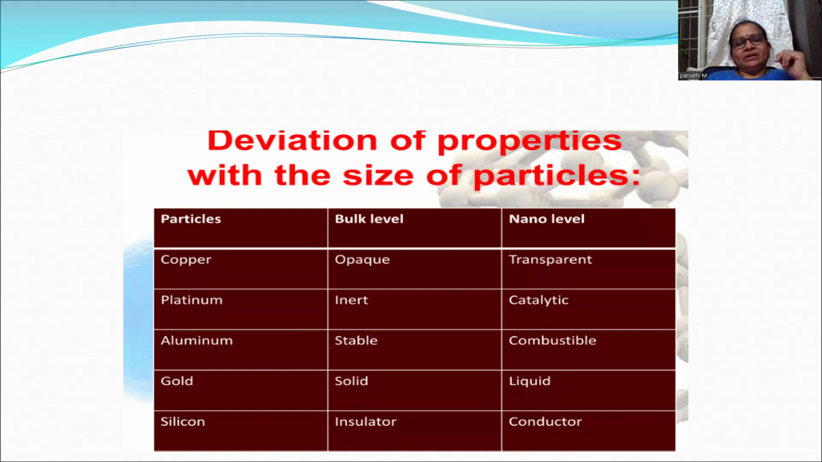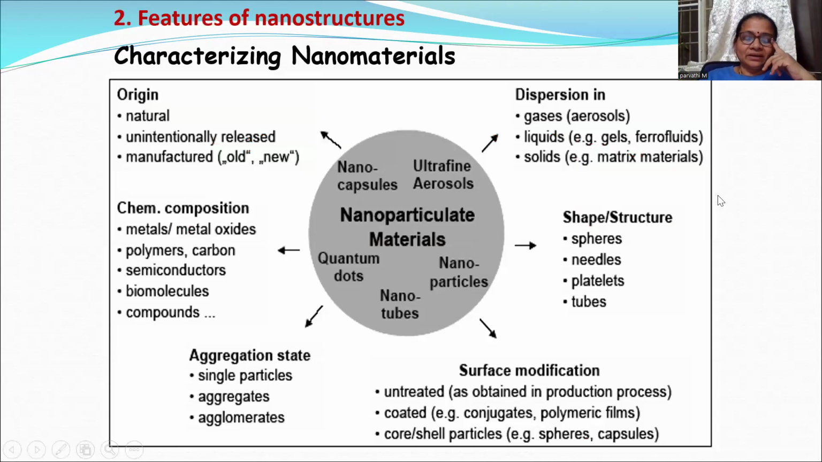Similarly, gold is at bulk level a solid, but at nano level it looks like a liquid. Everybody is aware that pure gold behaves like a smooth kind of material, which means hardness is very low. Similarly, silicon at bulk level behaves like an insulator, and at nano level it behaves like a conductor. So these are various properties, how they behave at bulk nature and at nano nature.